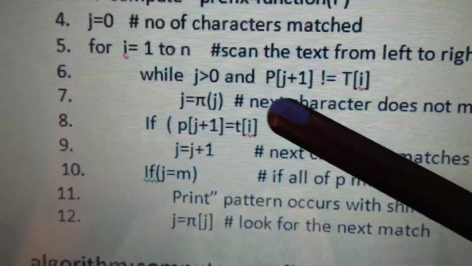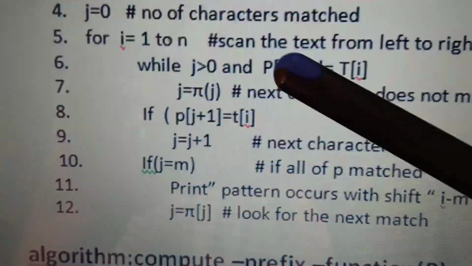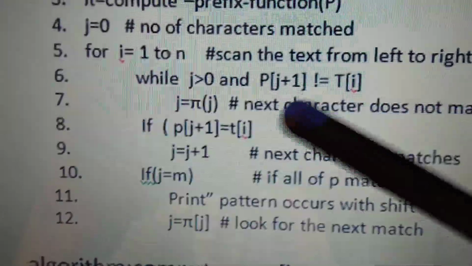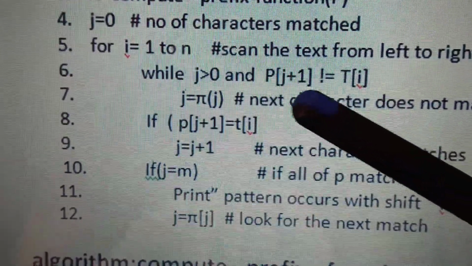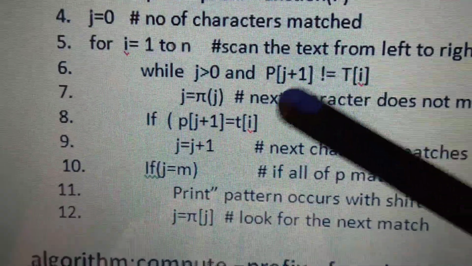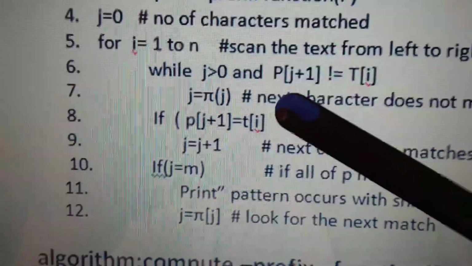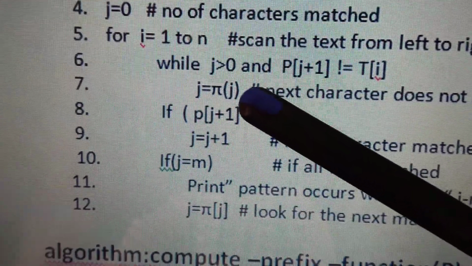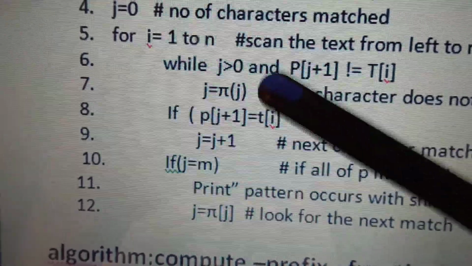So when we compare the character of the pattern with the character of the text, if they do not match, at that time increment the i value, but the j value should not be incremented. Just move j backward to a specific location. What is that location? The pi value of that particular character.